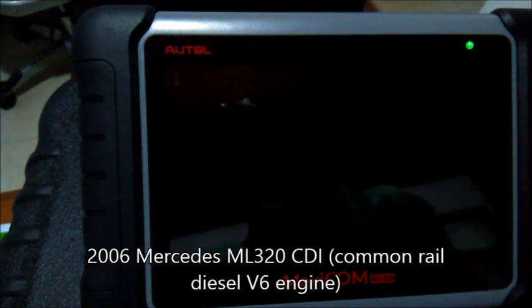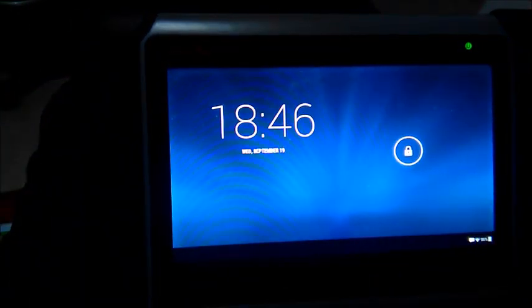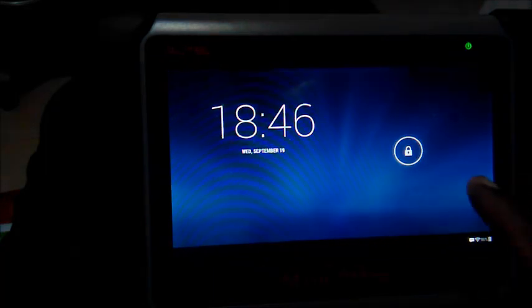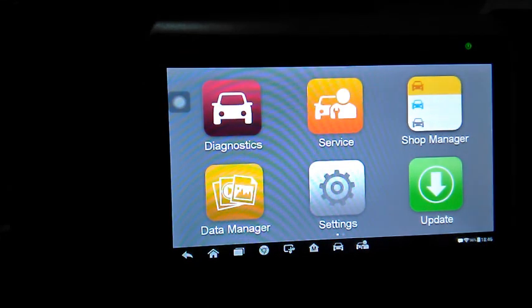I diagnosed a 2006 Mercedes ML320 CDI, which means it has a common rail V6 engine. At the time, I didn't have a lot of time, so I didn't record it live, but I recorded some of my findings.